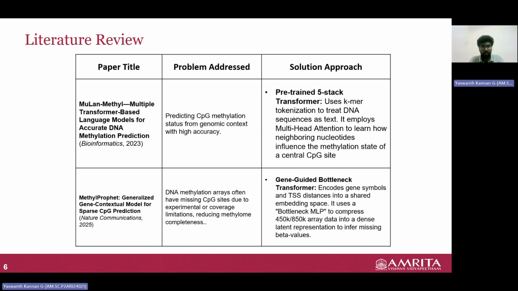The second paper is on MethylProphet. This work addresses the issue of missing CpG sites in the methylation arrays. It uses a gene-guided bottleneck transformer where the gene context, cells, and DSS are encoded into a compressed latent representation. This is effective for recovering incomplete methylation data, but it is designed for imputation, not for direct cancer prediction or classification tasks.